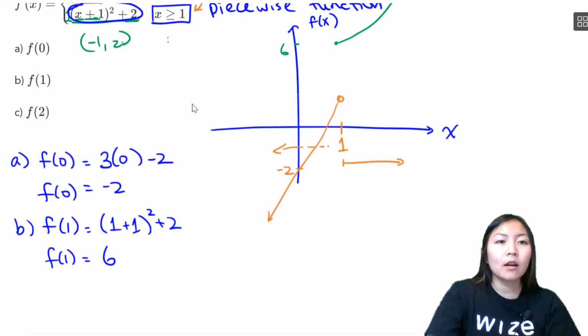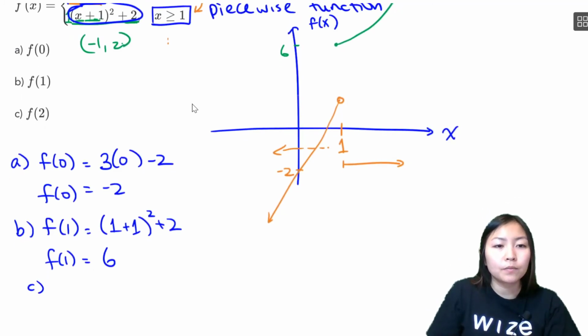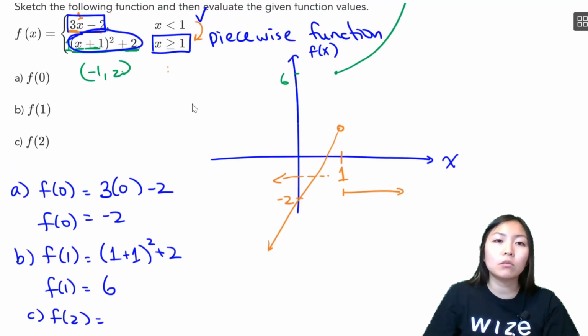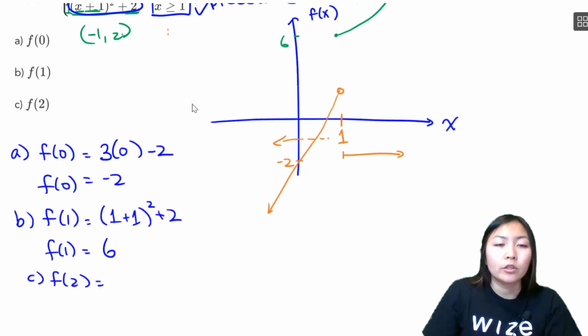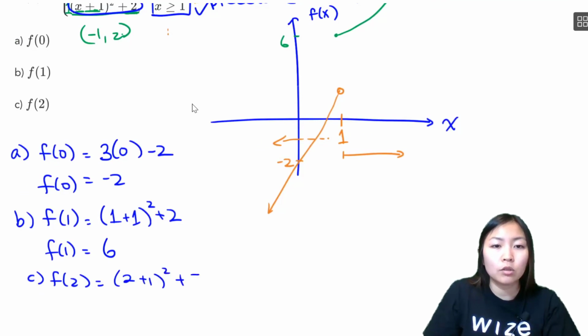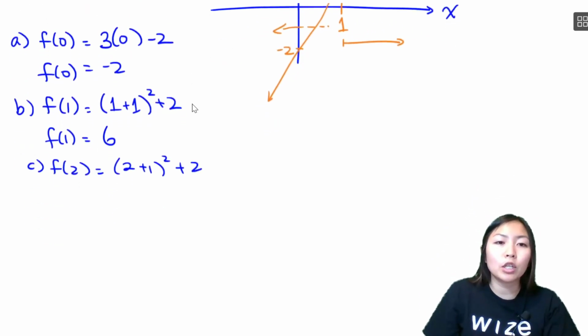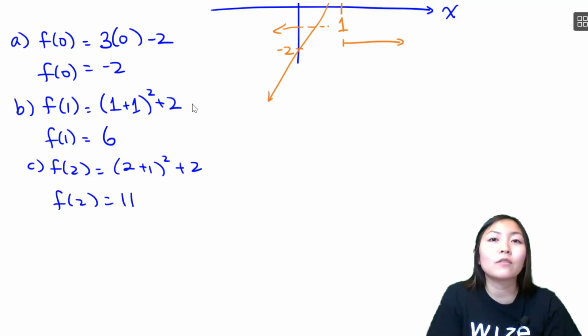Okay, last part, f at 2. So which interval does 2 belong to? Well, 2 is definitely greater than 1, so it belongs to interval 2, meaning we're going to use the parabola equation again. So x plus 1, which is now 2 plus 1 squared, plus 2. Okay, let's do some number crunching. 2 plus 1 is 3. 3 squared is 9. 9 plus 2 is 11. So f at 2 is 11. So we just found these 3 function values.